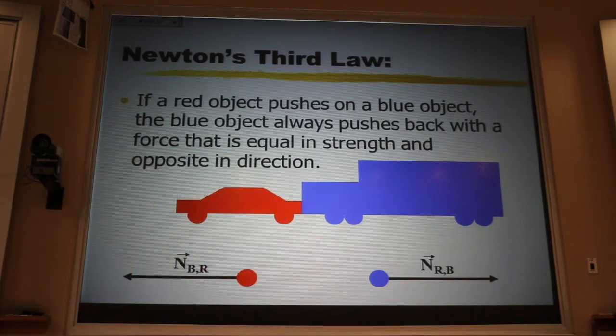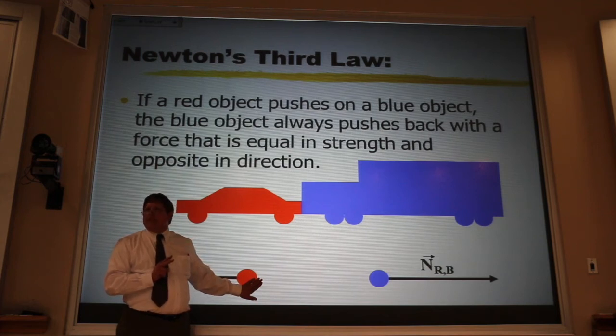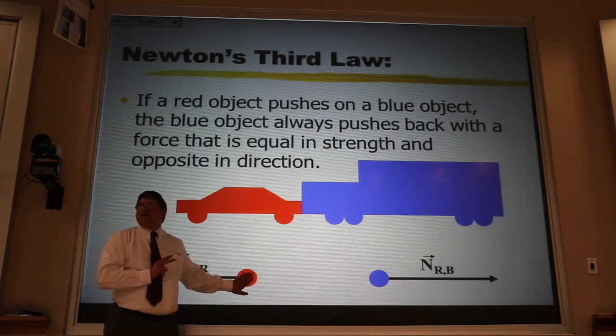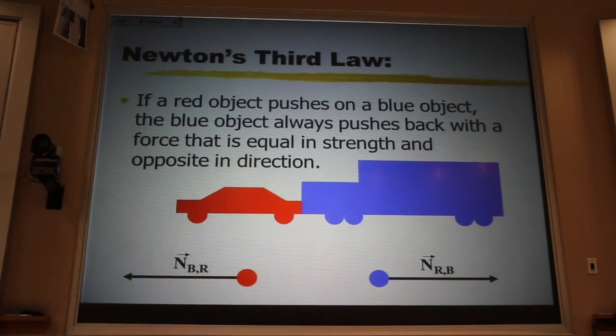Second, and I cannot emphasize this enough, they will never, ever, ever appear on the same free body diagram. One of them acts on the red object, one of them acts on the blue object. One of those forces was hurting Jake's jaw, the other force was breaking my fist. Okay, they never act on the same object.